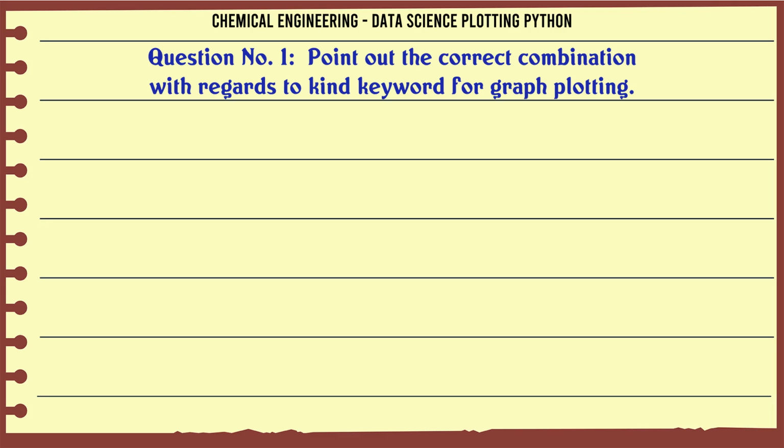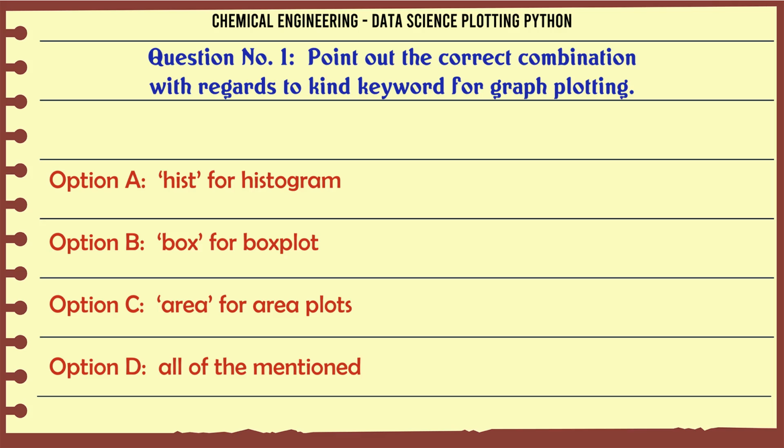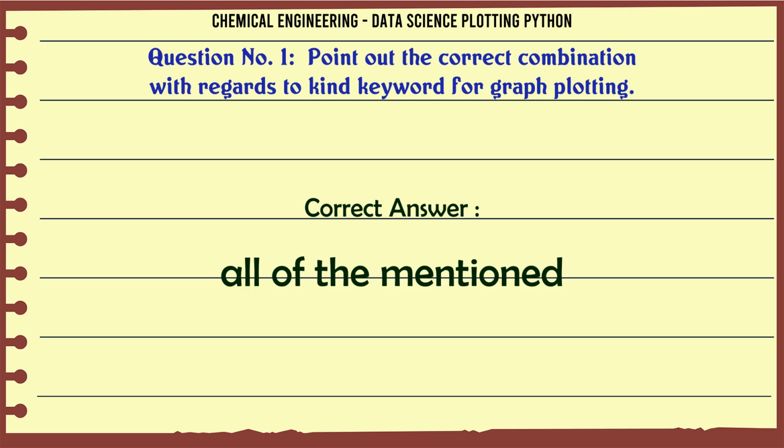Point out the correct combination with regards to kind keyword for graph plotting. A. Hist for histogram. B. Box for box plot. C. Area for area plots. D. All of the mentioned. The correct answer is all of the mentioned.